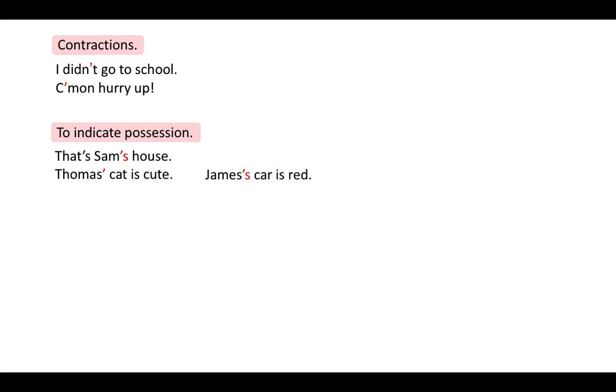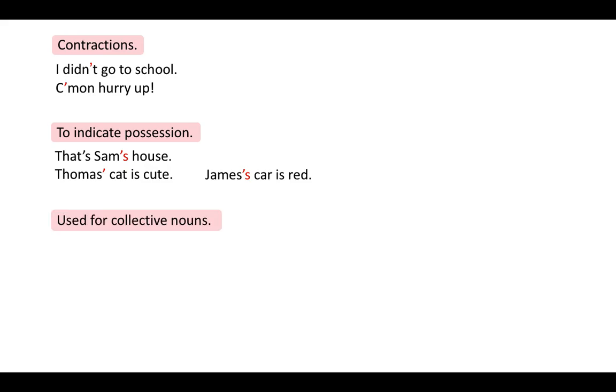Another example is, James's car is red. James ends with an S. However, we can also indicate possession by adding apostrophe S. Both sentences are grammatically correct, therefore it's up to you which form you prefer to use. We generally use apostrophe followed by the S, however, just adding the apostrophe is also correct. It's important to make sure that you stick to one rule throughout your writing.